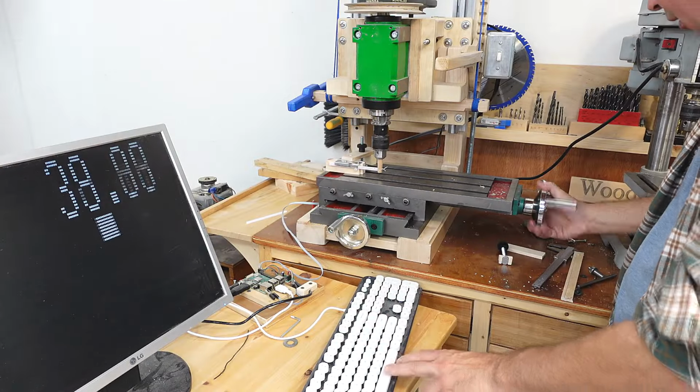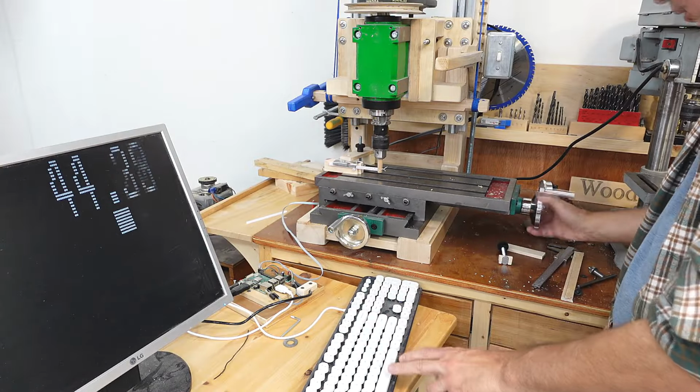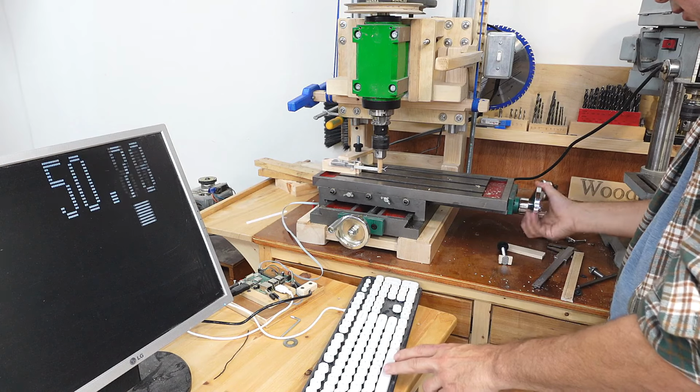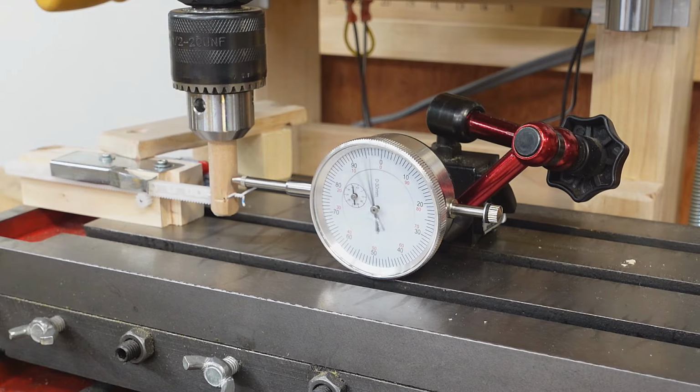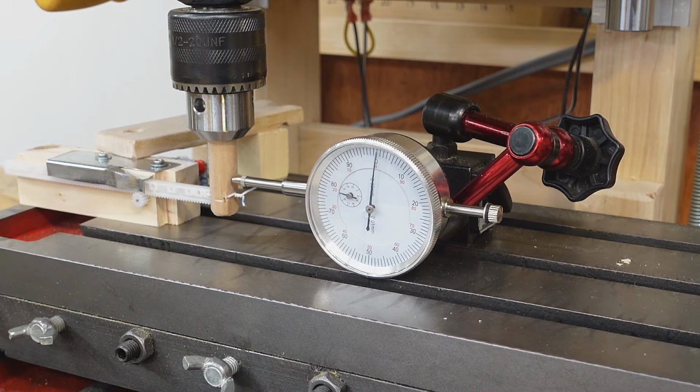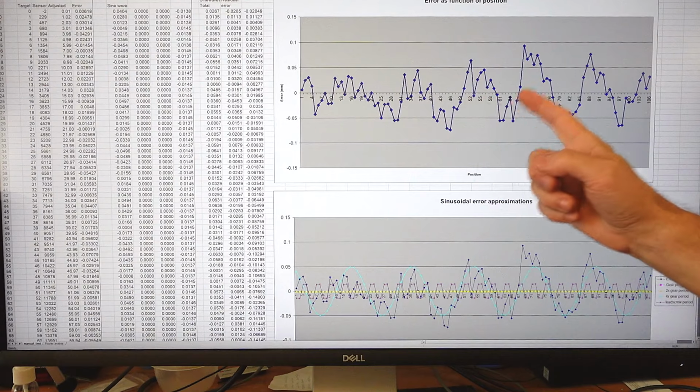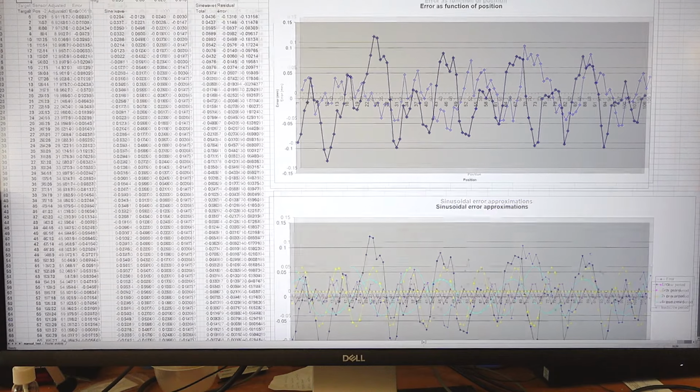And then I redid all my measurements, and that actually goes pretty fast because I just have to push a button to capture the measurement. I don't have to type it in. And I also redid the bidirectional measurements with the dial indicator. And my errors were a little bit better. This is what I got now.